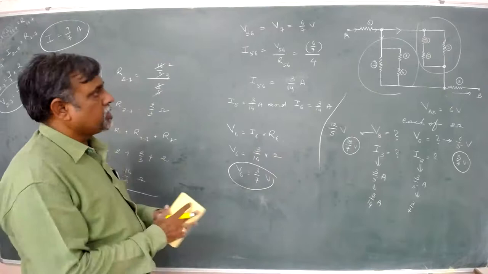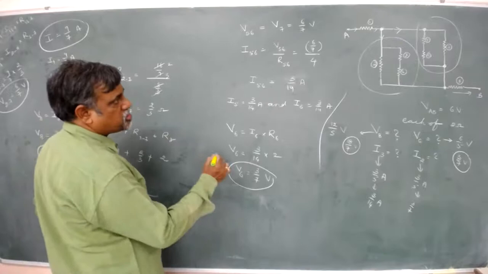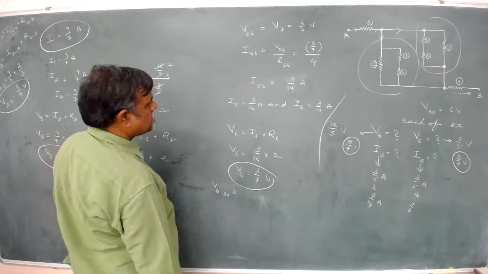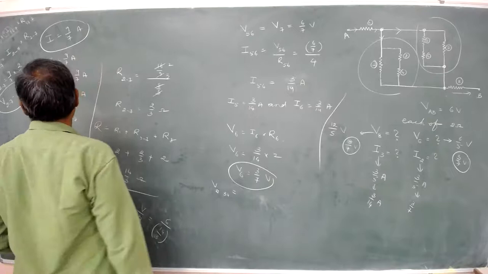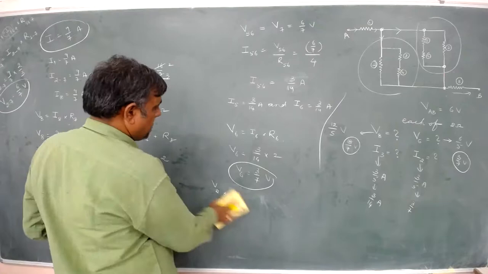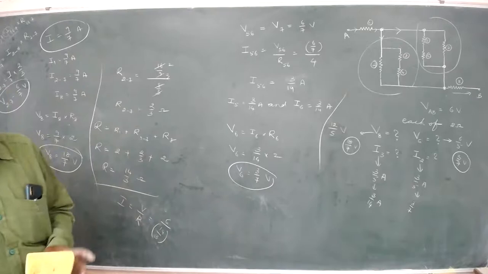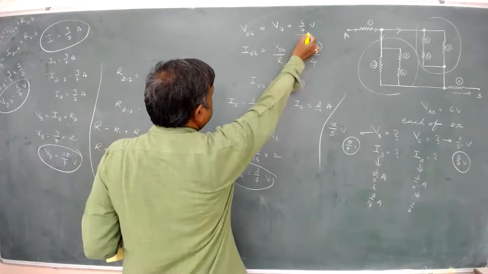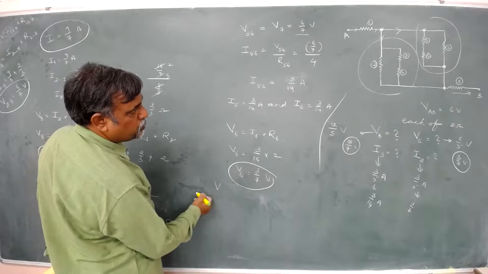So I2. We know that V234 is equal to how much? V23, how much? V7. We got V7. 7 and 2, both are equal, both are similar. V7 we wrote here: 6 by 7. In that way, V2 is also 6 by 7 volt.